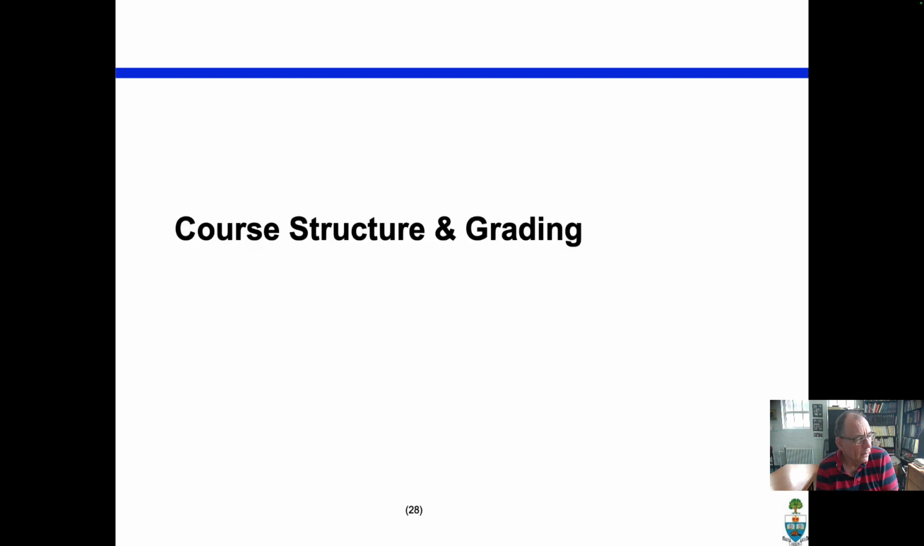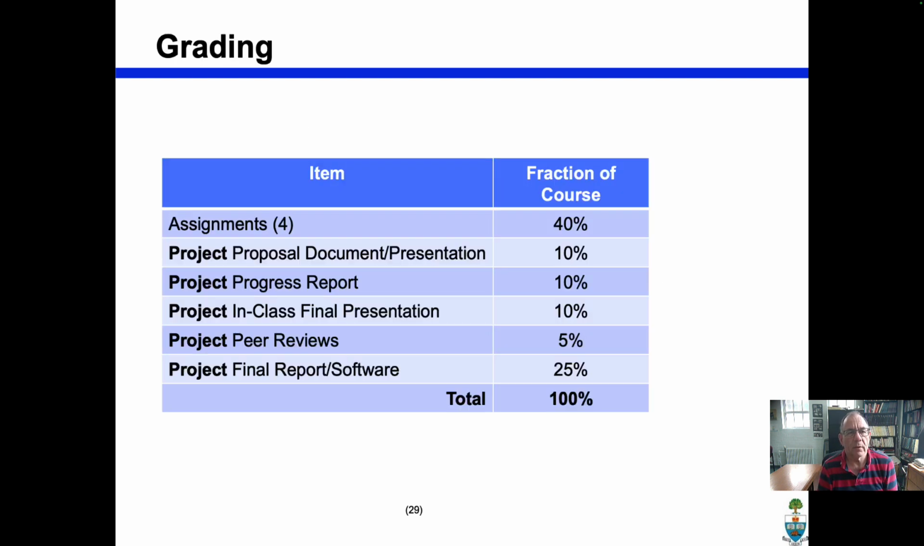So how are we going to get there? What's the structure of the course, and where do the grades come from? There are 4 assignments worth 40% of the course, and then the project is worth 60% of the course. And there's a bunch of deliverables in the project: a proposal document and in-class presentation, a progress report, a final in-class presentation, and a final report and delivery of the software. You must submit the software that you produce.